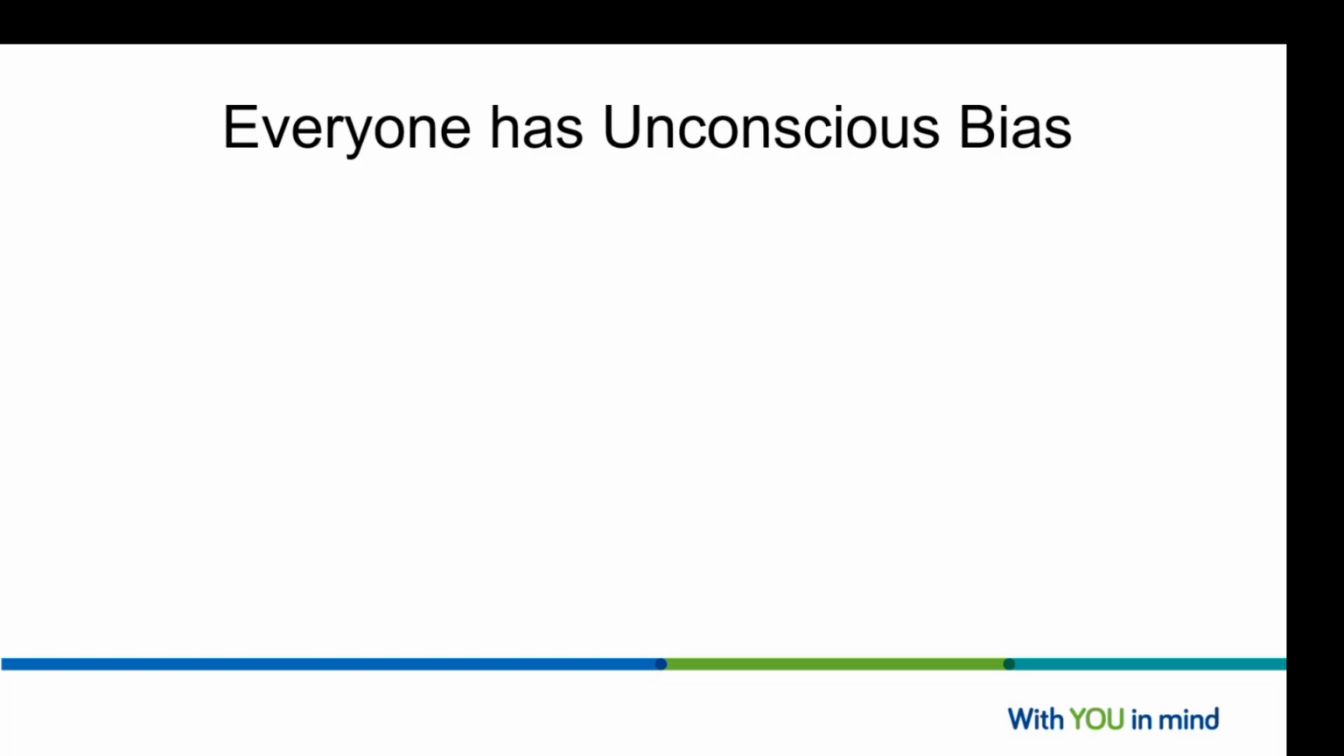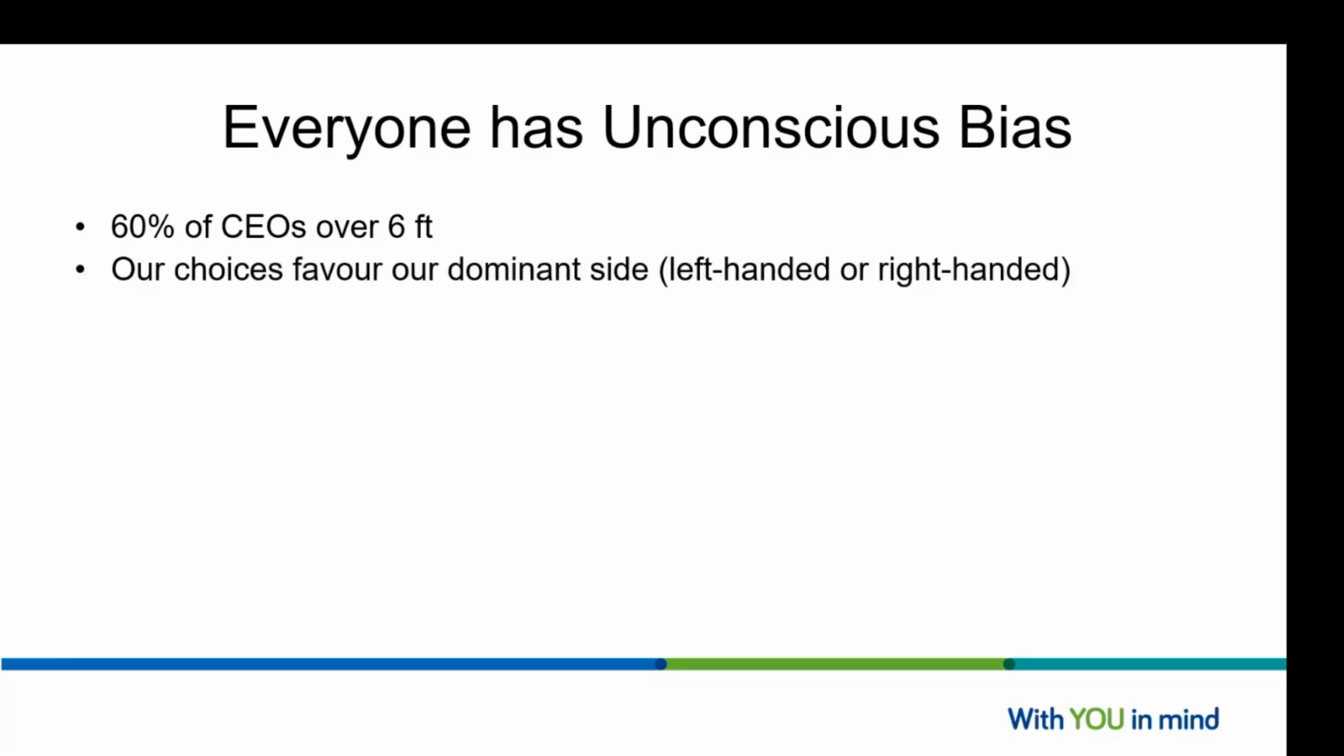So I don't know if any of you knew, but when it comes to unconscious bias, 60% of CEOs are over 6 foot tall. Did anybody know that? 60% of CEOs are over 6 foot tall. Our choices favour our dominant side. So if you're right-handed, you will tend to go for the things on the shopping rail on your right-hand side, and direct towards the right-hand side.